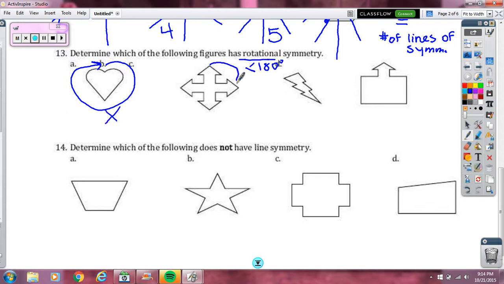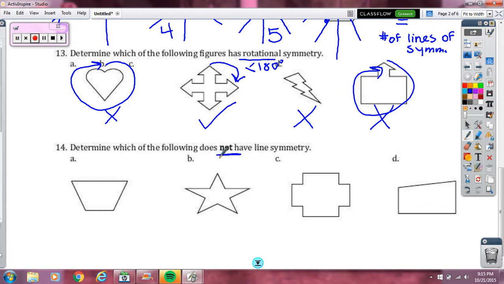This one, I could turn it just 90 degrees and it would look exactly the same. So that one is a yes. That one, I'd have to turn it all the way around to make it look the same, so it's a no. Same thing here. I'd have to turn it all the way 360 to make it look the same, so not rotational symmetry. Last ones for the page.